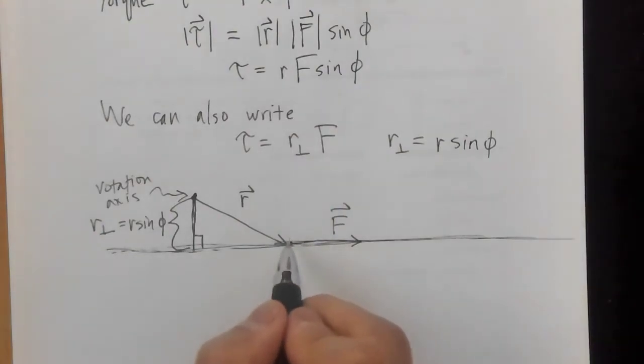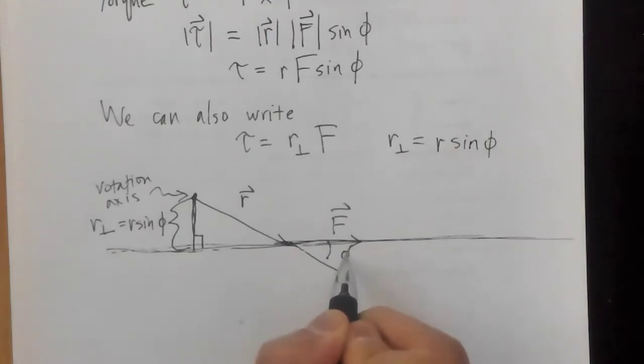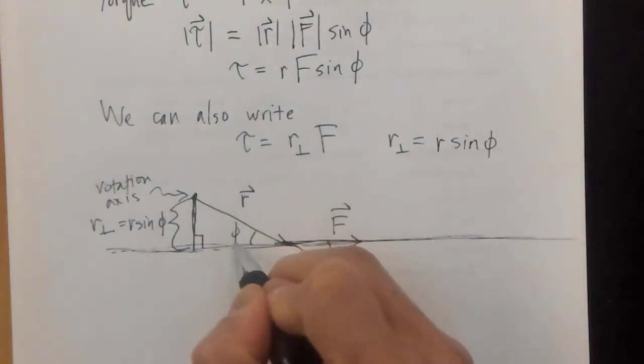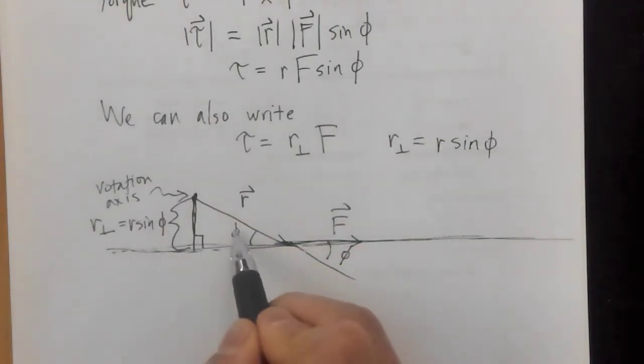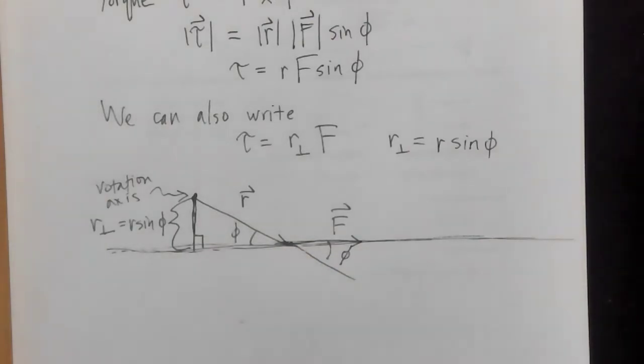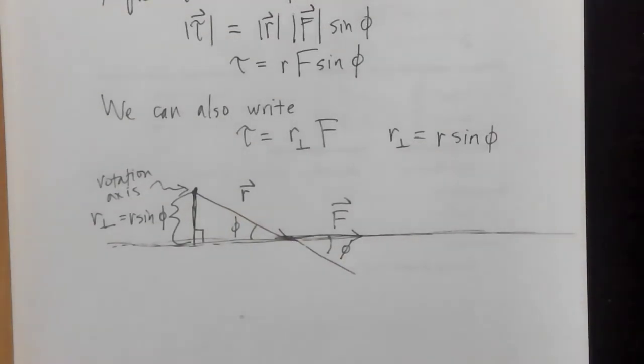The reason it's the same as R sine of phi is because when we make this angle here phi, it's the same as this angle here phi. And so this is the opposite side to the angle phi. R is the hypotenuse of the triangle. And so this is going to be R perpendicular. Okay? Any questions about this?